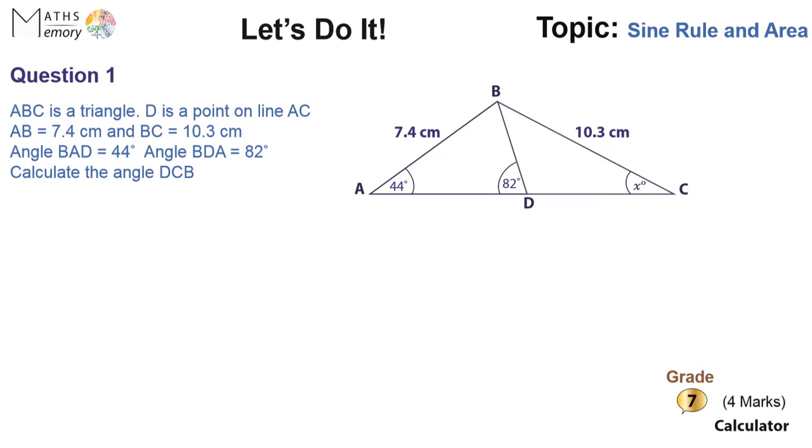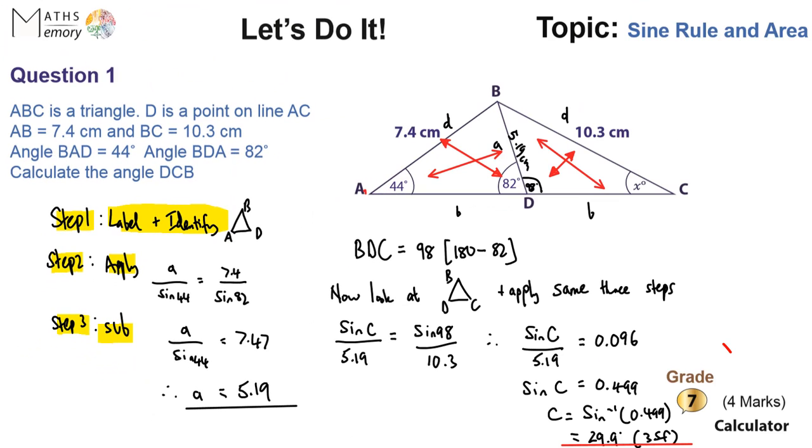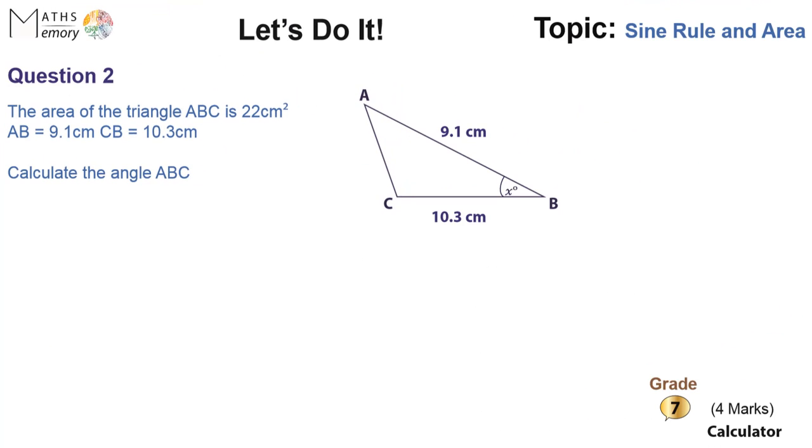Question 1, let's do it. Press pause, write this question down, and press play when you're ready. Question 2, let's do it. Press pause, write this question down on the area of this triangle and find the angle ABC. Press play when you're ready.